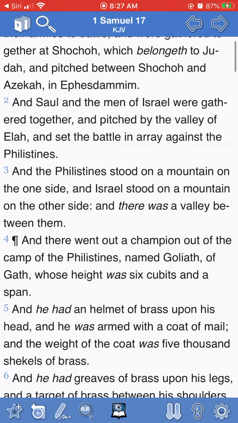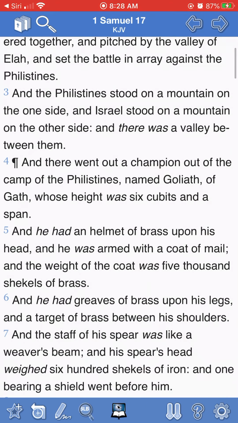And Saul and the men of Israel were gathered together and pitched by the valley of Elah and set the battle in array against the Philistines. And the Philistines stood on a mountain on one side, and Israel stood on a mountain on the other side, and there was a valley between them. And there went out a champion of the camp of the Philistines named Goliath of Gath. Now, if you know anything about the Bible or about Goliath, you would know that he was tall, a giant, whose height was 6 cubits and a span.